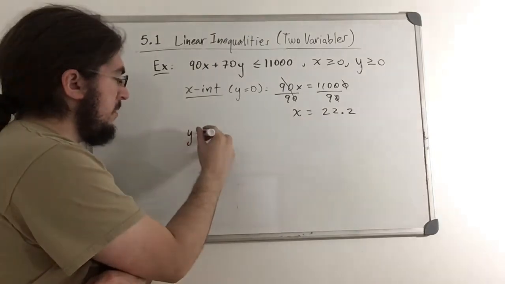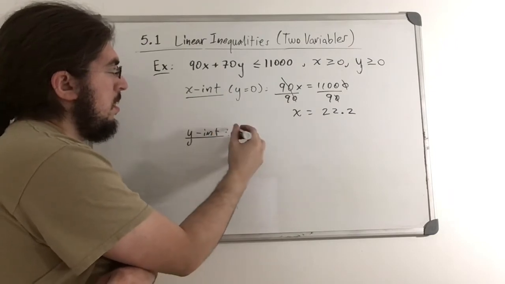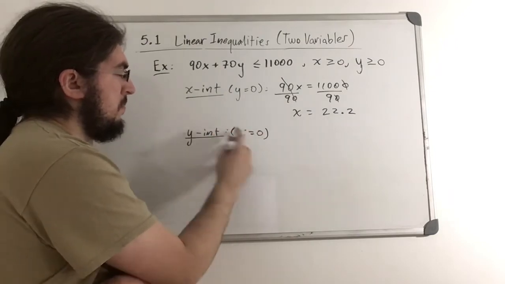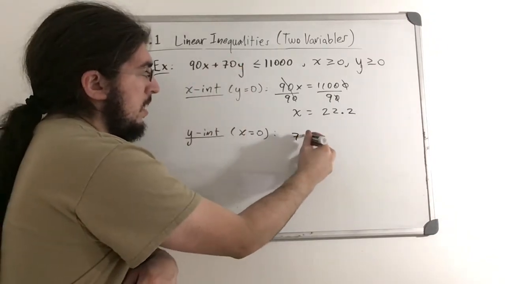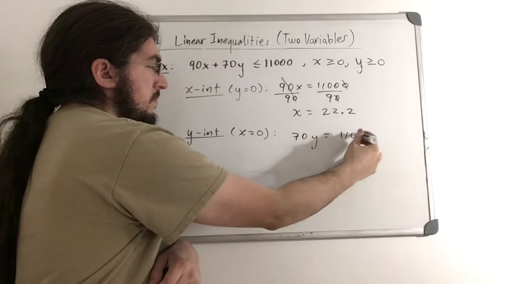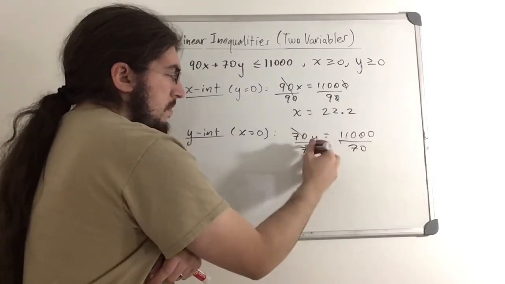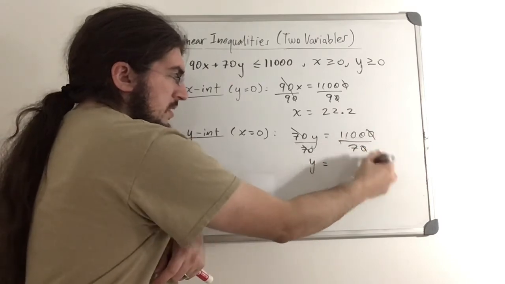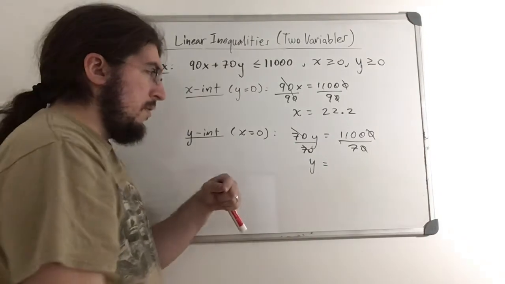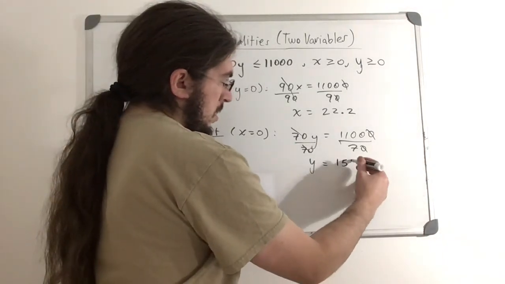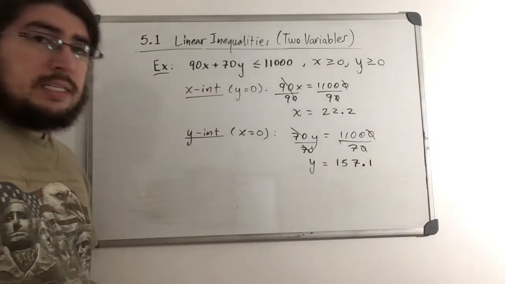So now for the y-intercept, we set x equal to 0, and in setting x equal to 0, we get 70y is equal to 11,000. Dividing by 70, I get y is equal to, the zeros cancel, 1100 over 7. In my calculator, I got about 157.14, let's just say 157.1. And now let's attempt to graph these.